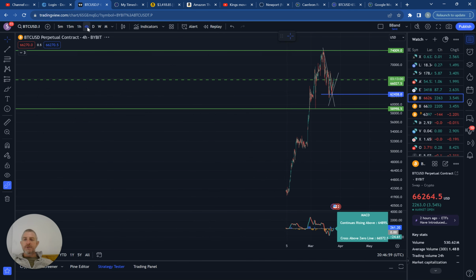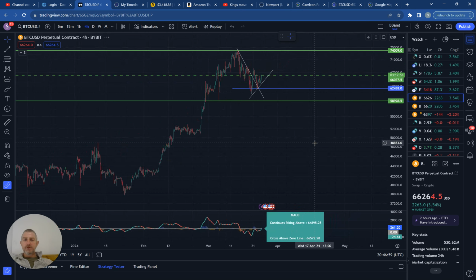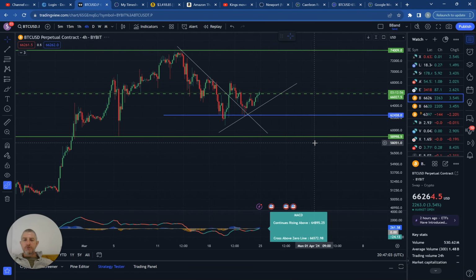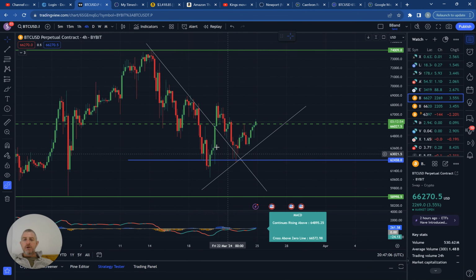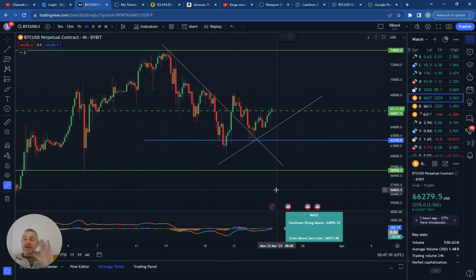I'm just going to switch back to the 4 hour for a moment. Zoom in. So now you can see all that on a 4 hour time frame. Just there's a bit less noise effectively on the higher time frames, although 4 hours is by no means a high time frame.